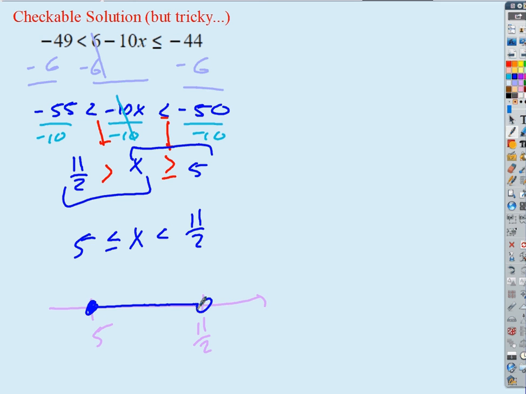If I put 5 in, I should get the same number on one of those inequalities. Agreed? And if I put 11 halves in, the other inequality should give me the same number. And then if I put a value in between, I should get a number that's true throughout the entire inequality. Let me just show you what that means.